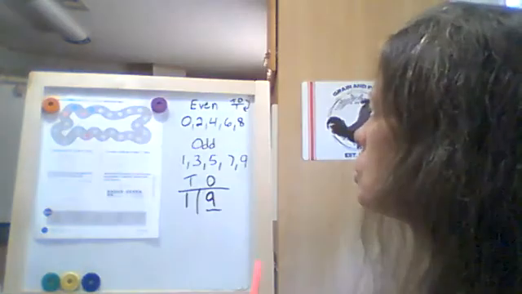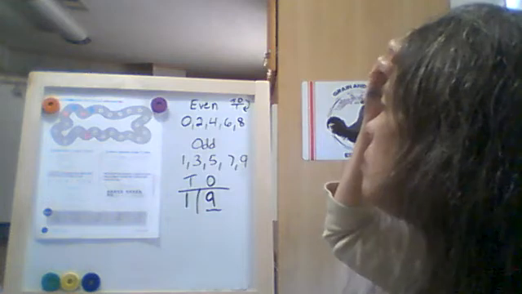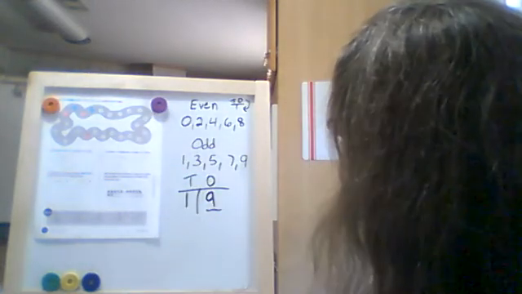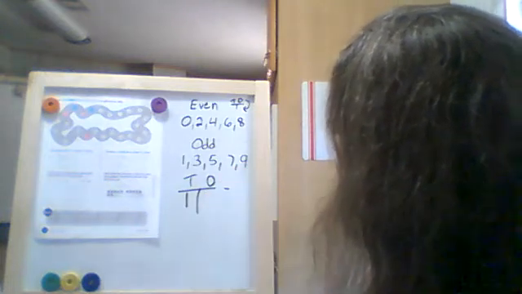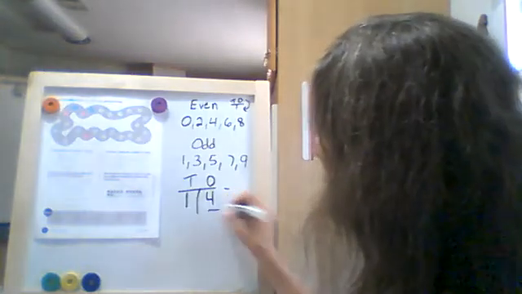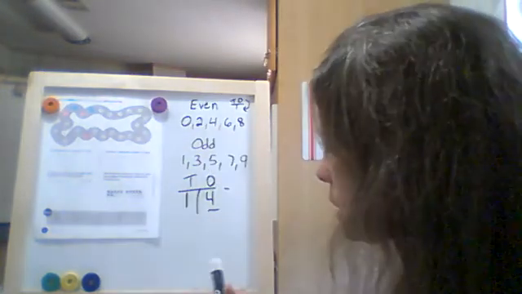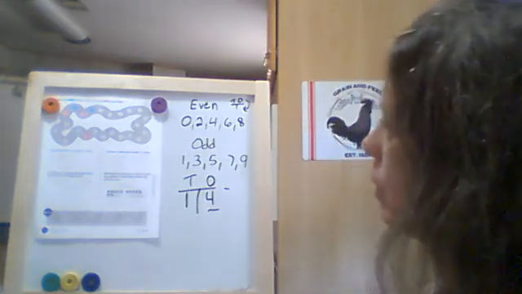Let's go to number 14. Let's look at 14. It's like this. And we're looking at the last number. Where is it? There it is. This is even. I'm going to color it blue. Okay.